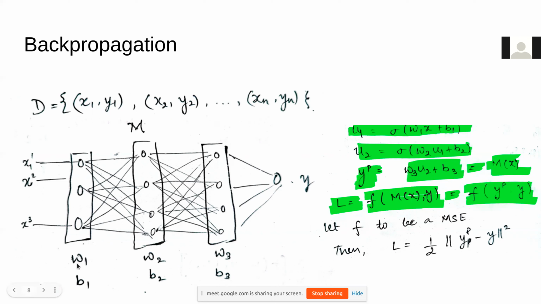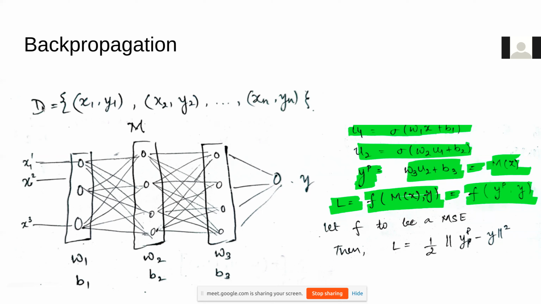The first layer weights are represented by W1, B1. The second layer weights are represented by W2 and B2. The third layer weights are W3, B3, where W and B represent the weights and biases of the respective layer. This is the input, x1, x2, and x3, so in this example a 3-dimensional input is considered. The first layer has 3 hidden neurons, 1 for each element of the input. The second layer has 4 hidden neurons, and the input to each neuron of the second layer is the output of the previous layer, and so on.